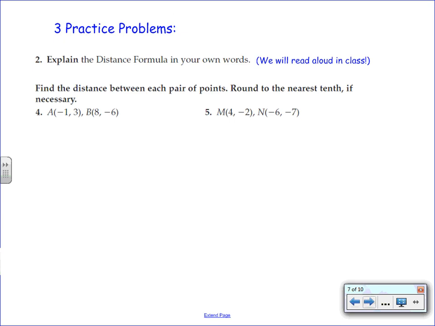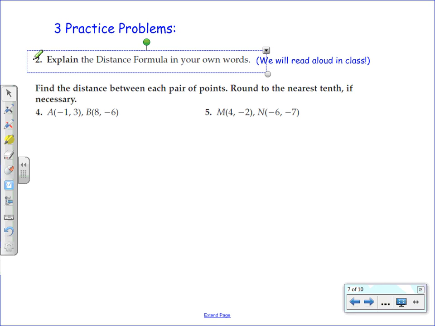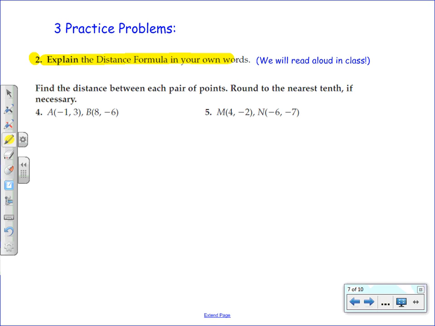All right, here are your practice problems. Number 1, I'd like you to explain the distance formula in your own words. Yes, we will read these aloud in class. I want to hear how you guys say this in your own words. Then I'd like you to find the distance between each pair of points, problem number 4 and problem number 5.